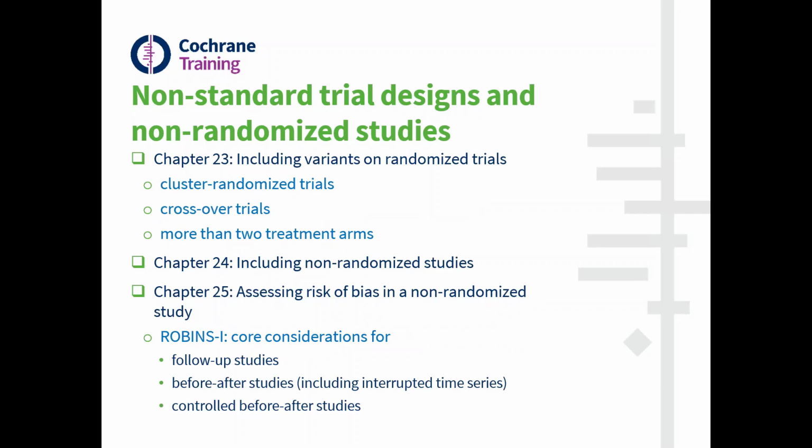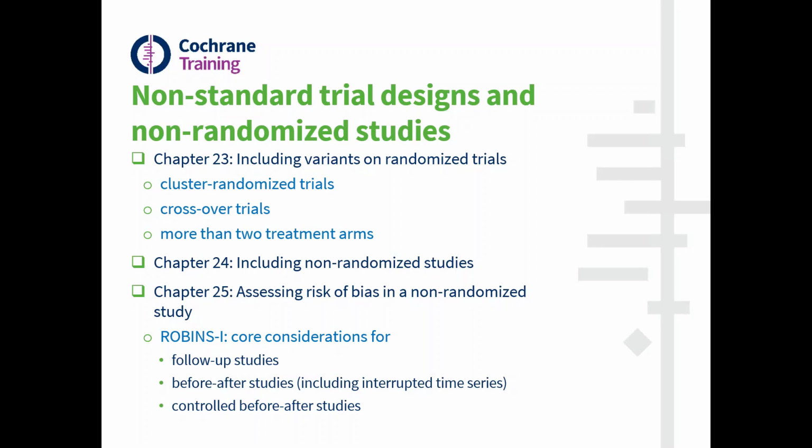And then we have 3 chapters dedicated to studies other than simple parallel group randomized trials. We have one on including variants on randomized trials, where we talk, as James mentioned, about cluster randomized trials, crossover trials, and trials with more than 2 treatment groups, articulating some of the simpler approaches without having to move to a network meta-analysis, which is another way to deal with that issue.